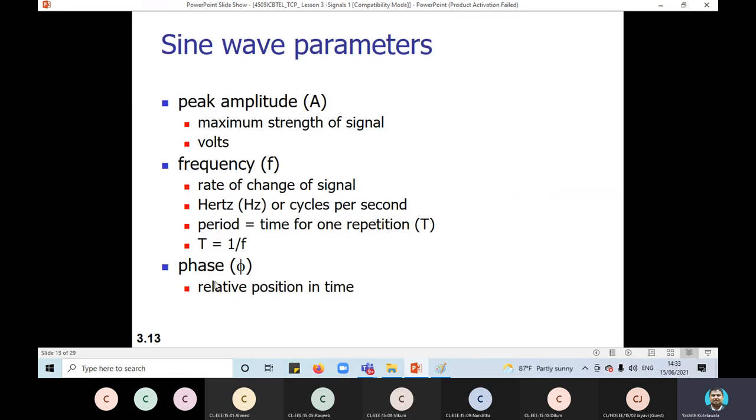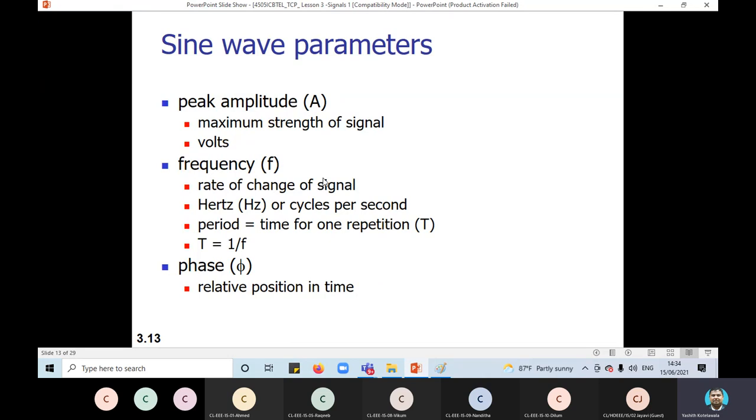The next most important parameter is phase, not F-A-C-E, P-H-A-S-E phase. That is again what we call the phase angle or the angular position of the wave. So when I am explaining that, I will explain everything in detail. So these are the main wave parameters.